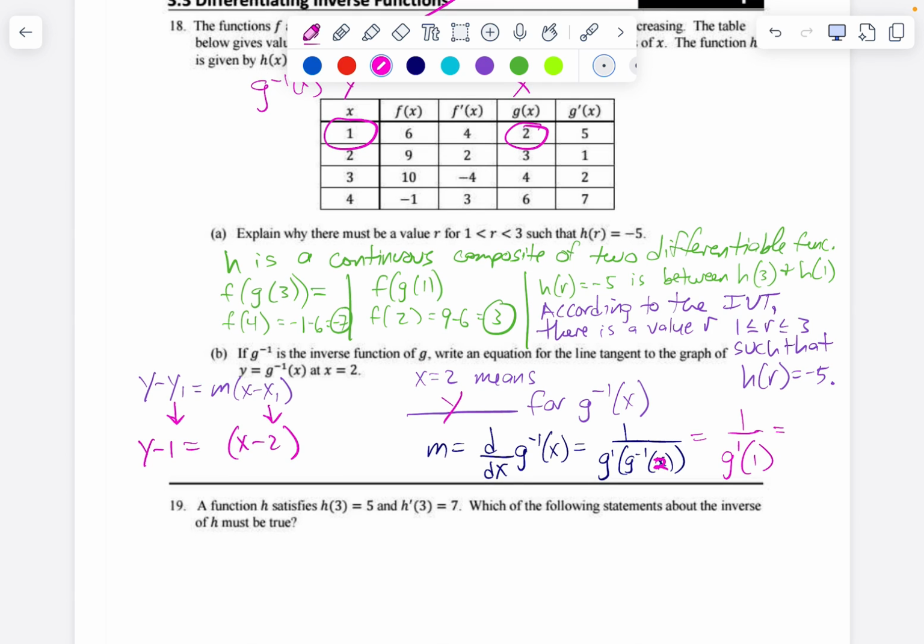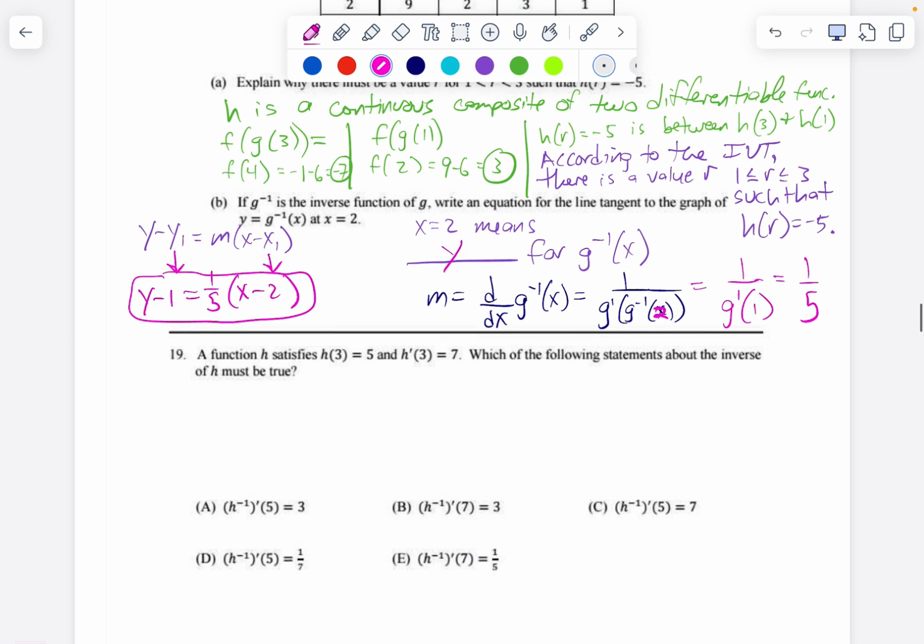Okay, what's g prime of 1? It's 5. G prime of 1 is 5. Okay, so our slope is 1/5. And I'm just going to drop that in right there. Did anybody get that one? 1, 2, 3, 4, 5. Okay, 6. Good. All right, last one.